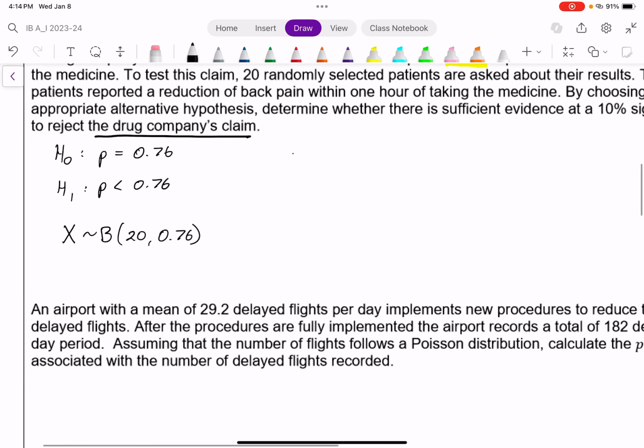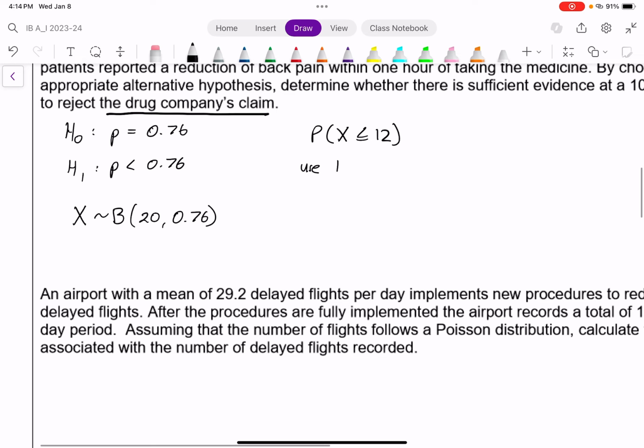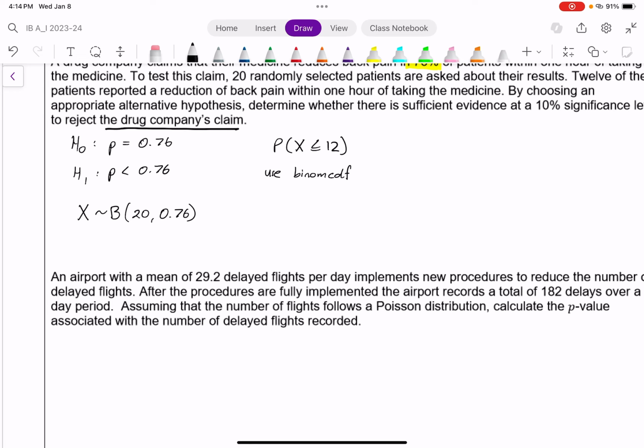So now let's find the probability that of these 20 people, there would be up to 12 people who are successful, that have a reduction in back pain. So I want to find the probability of X being less than or equal to 12. And that means I want to use the binomial cumulative distribution function, which should be rather quick. Again, this is all assuming our null hypothesis is correct, so we're using that for our probability, and our number of trials. And we should quickly get a value of about 0.0835, which, keep in mind, is approximately 8.35%.